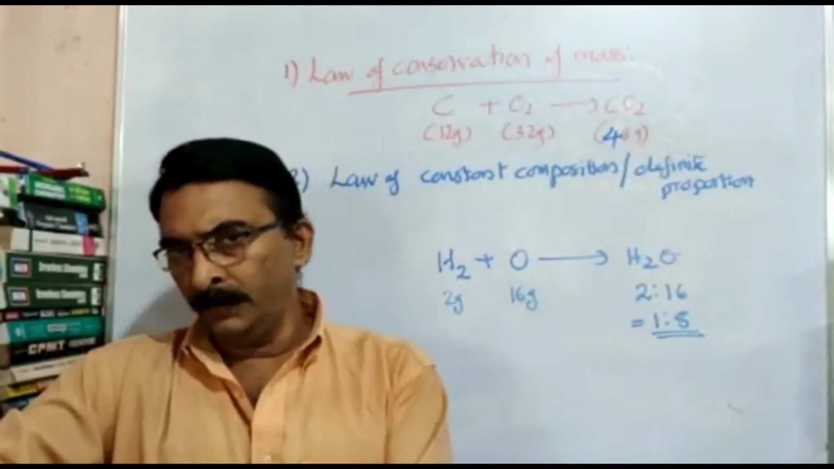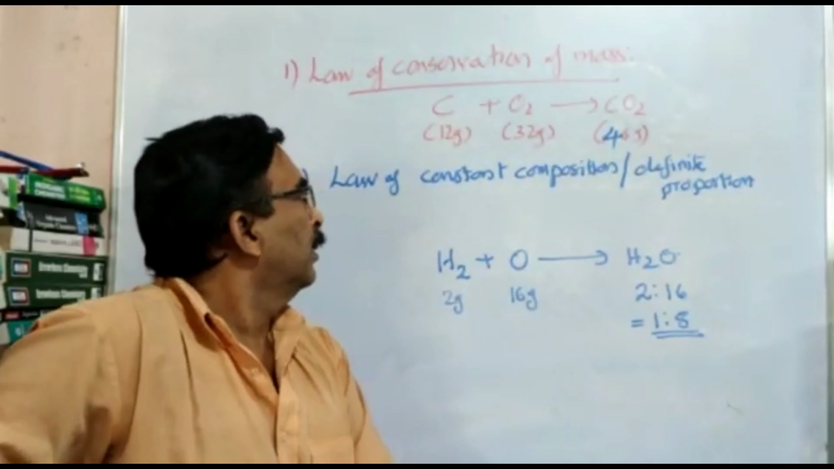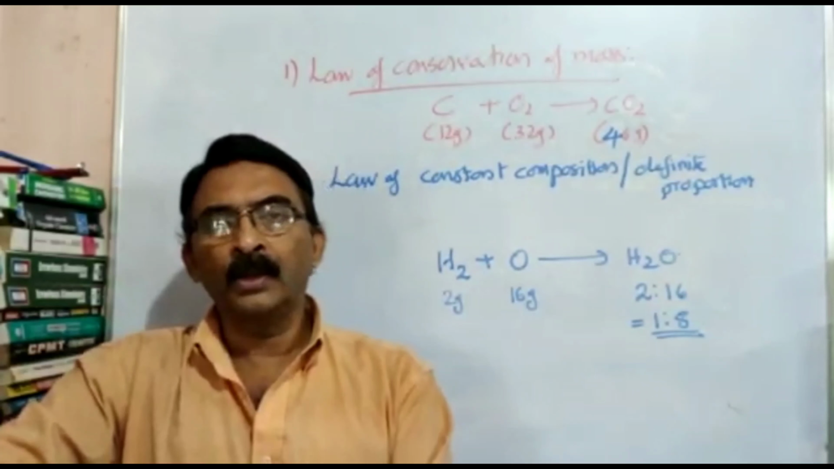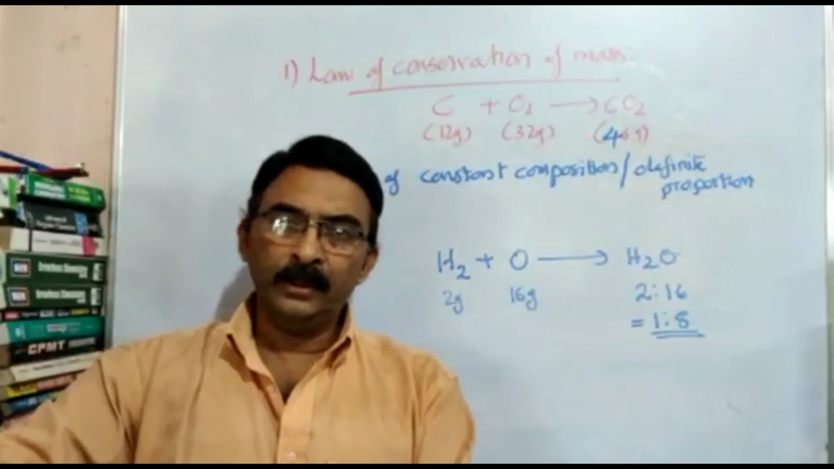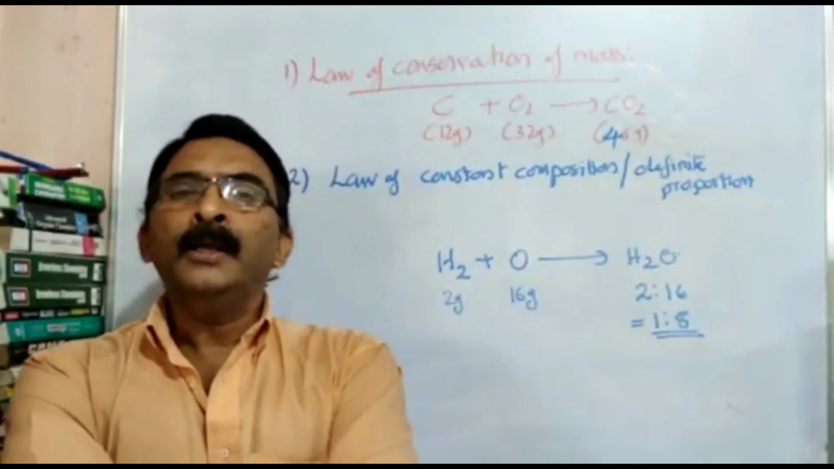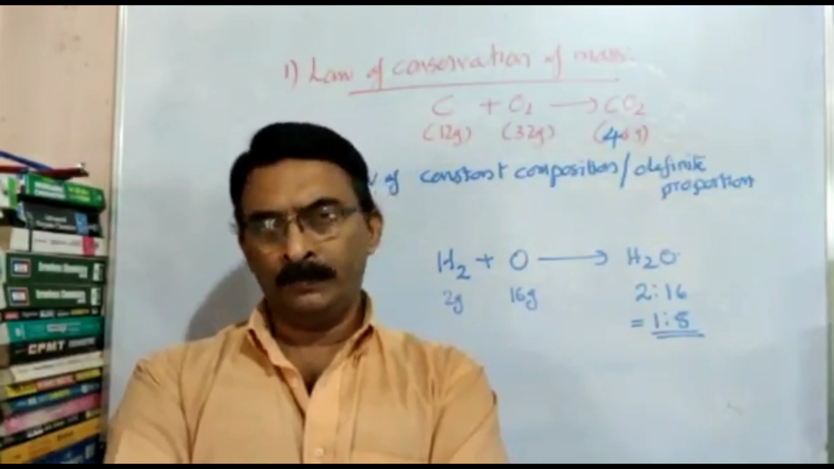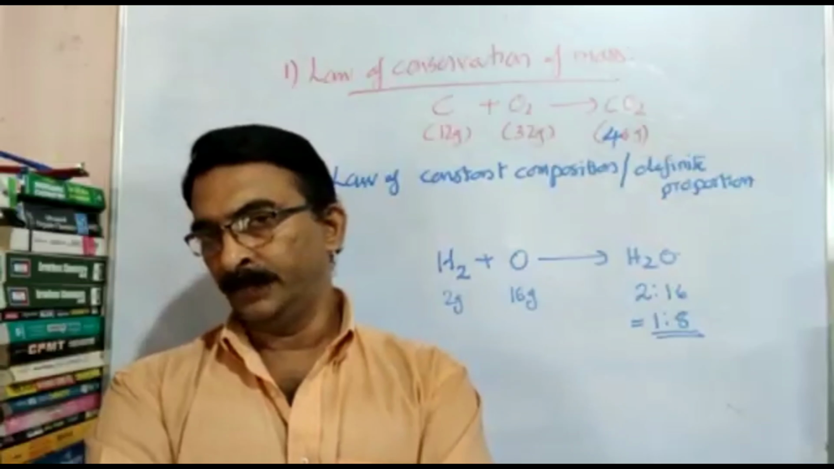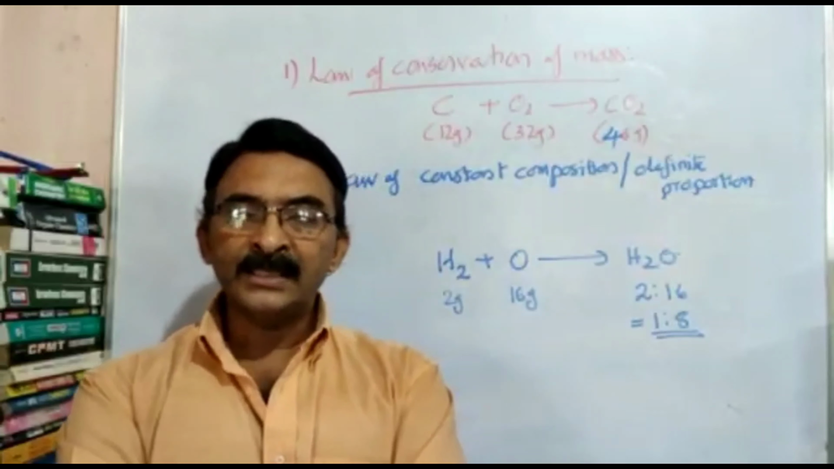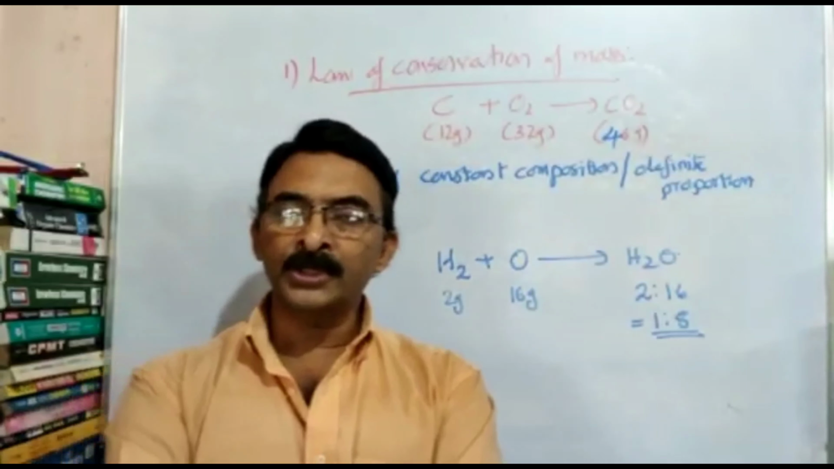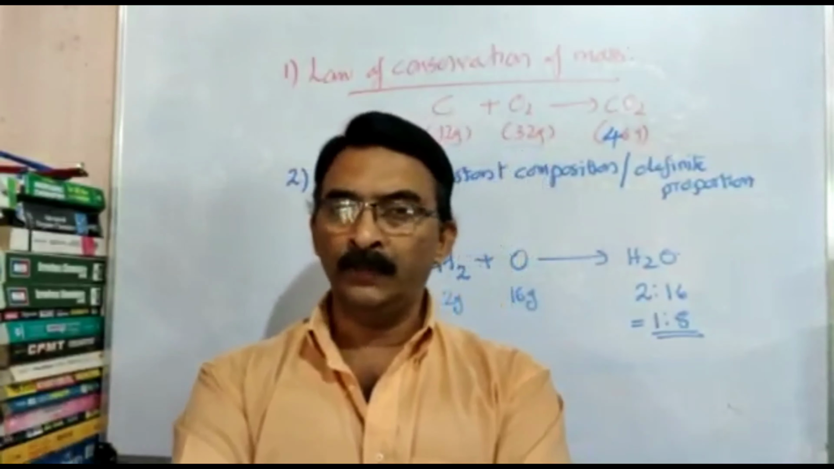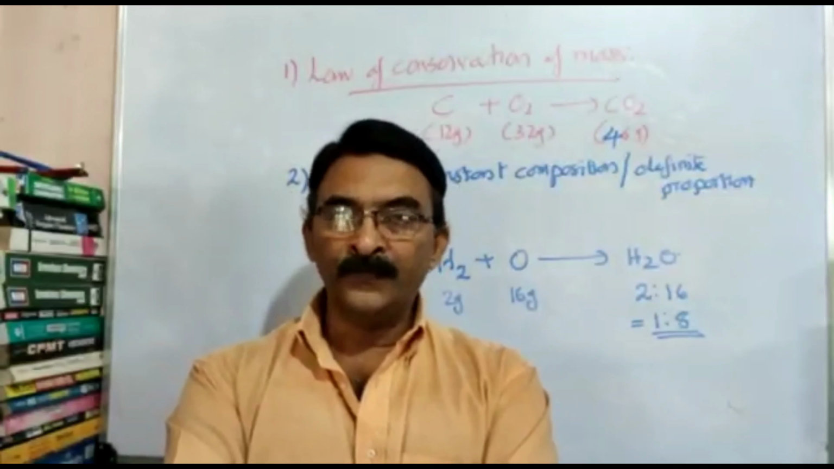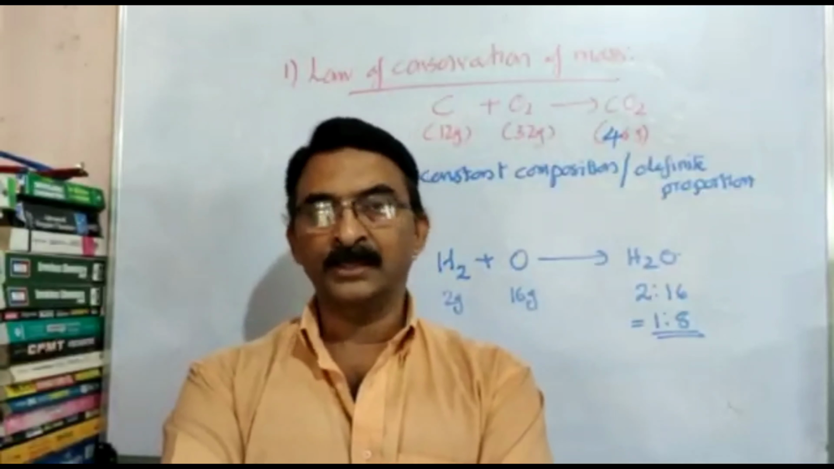Now we come on to the next law, called the law of constant composition or law of definite proportion. It is introduced by Proust. This law states that the same compound always contains the same elements combined in the same fixed proportion by mass.